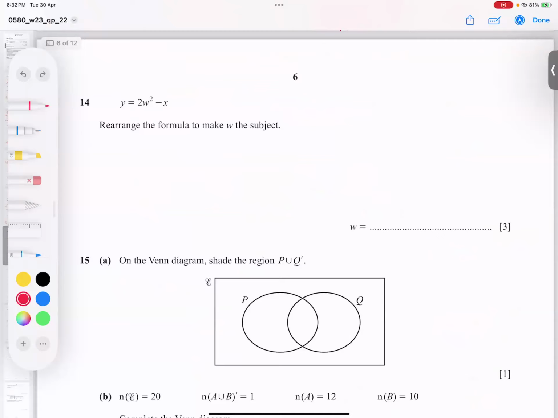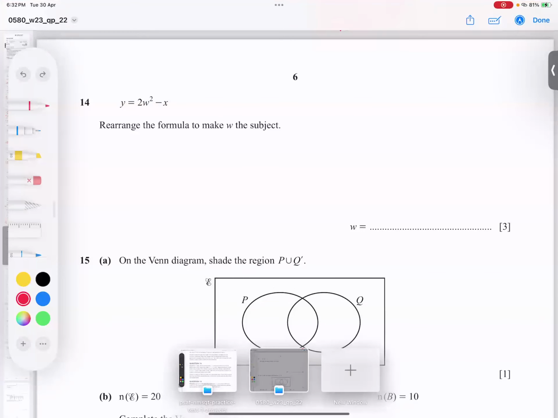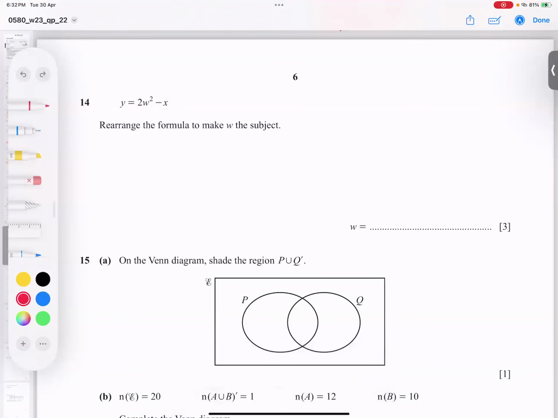Question number 14. We have to rearrange the formula and make W the subject. How many W's? Only one W here. So first of all, X will go on the other side, I mean after Y. Y is already present, X will come, the sign will change. 2 is multiplying with W and 2 will divide.